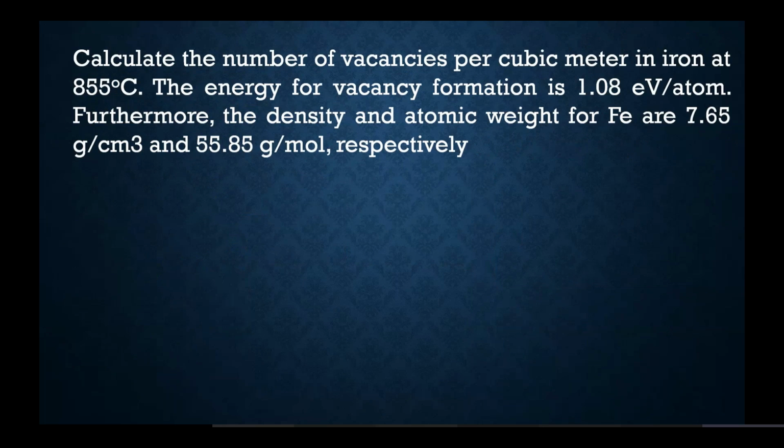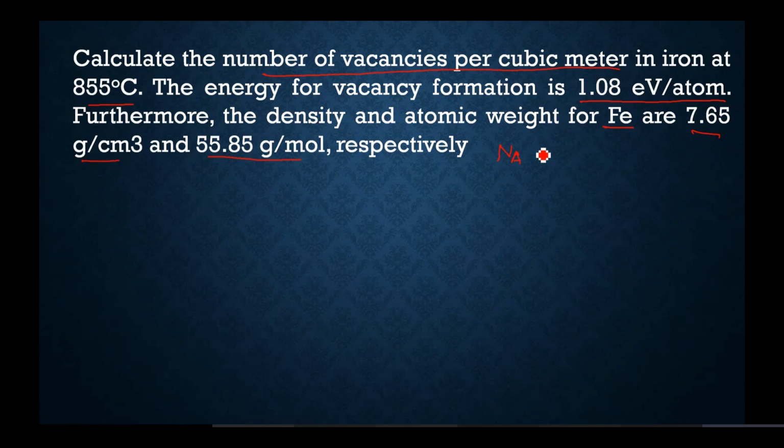Now, moving on, we'll look into two examples and I'd like you to solve this example. This is finding the equilibrium number of vacancies per cubic meter. The temperature is given to you, the energy for vacancy formation is given to you, and the atomic weight for iron is given to you. The density is 7.65 grams per centimeter cube. Atomic weight is 55.85 grams per mole.